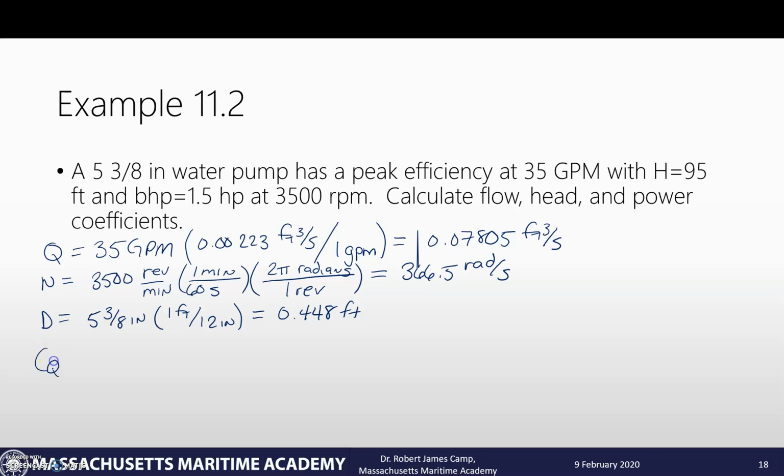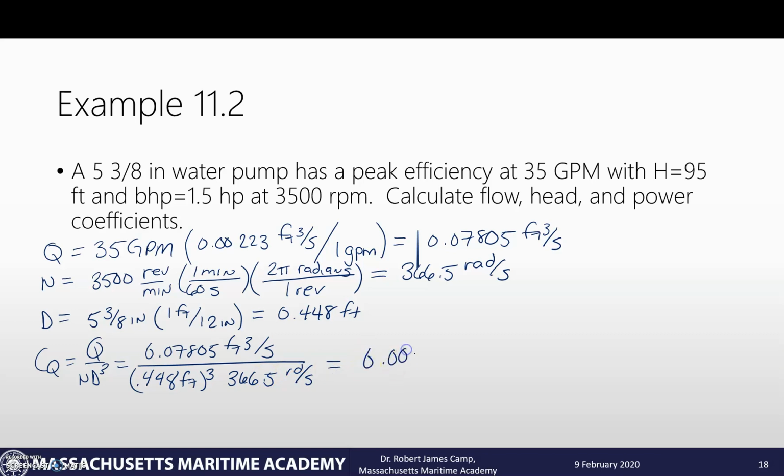We'll start with the capacity. C sub Q is Q over n d to the third. So Q is 0.785 cubic feet per second divided by 0.448 feet cubed, and then 366.5 rads per second. And if I bash that in my calculator, I'm going to get a coefficient of capacity of 0.024.